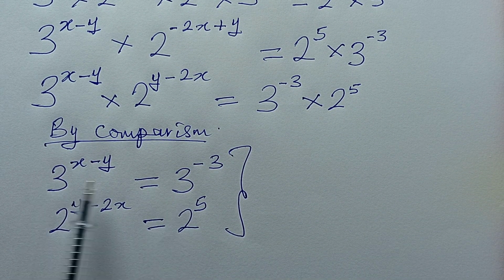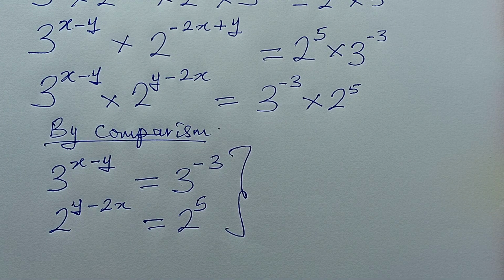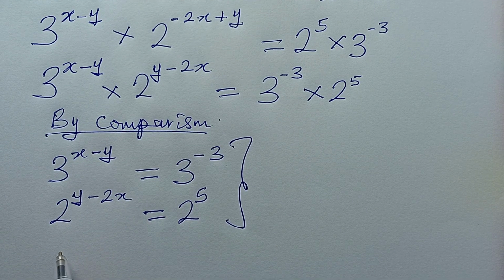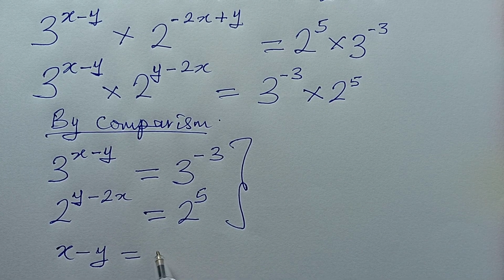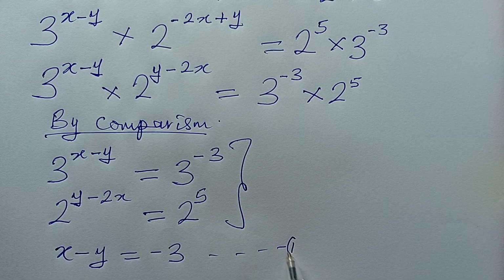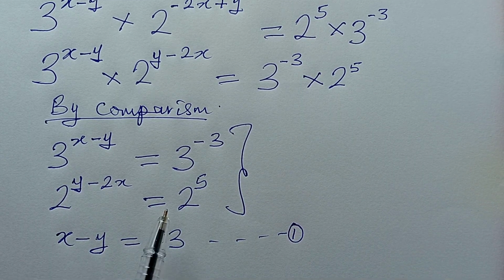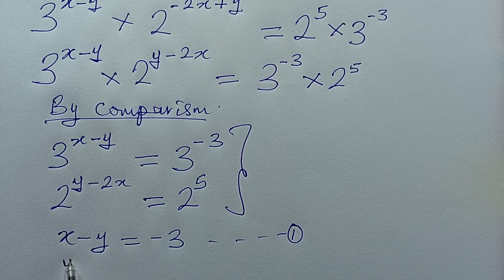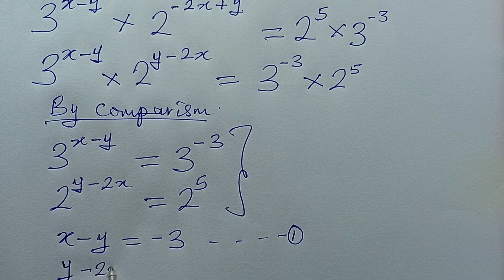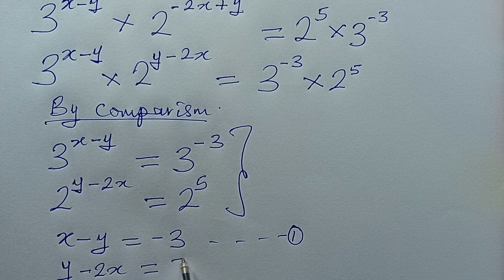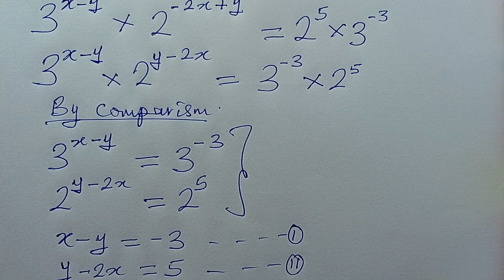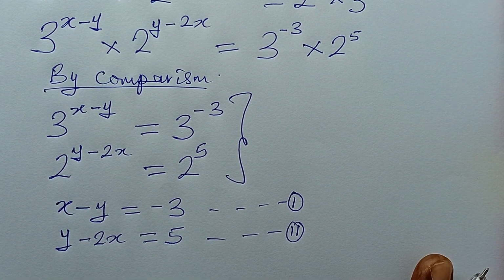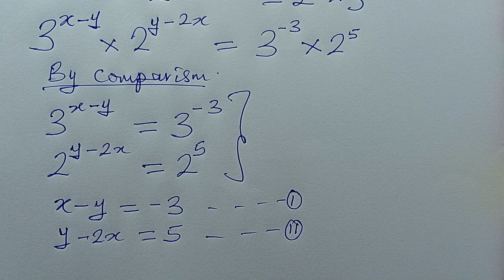Since the bases are the same, we're going to have x minus y is equal to minus 3. Let's take this as equation 1. Then on the other side, we have y minus 2x is equal to 5. This is equation 2. So we now have two equations, and we want to solve them together.